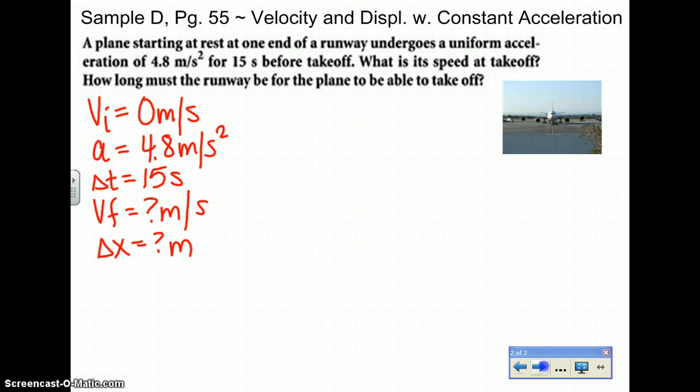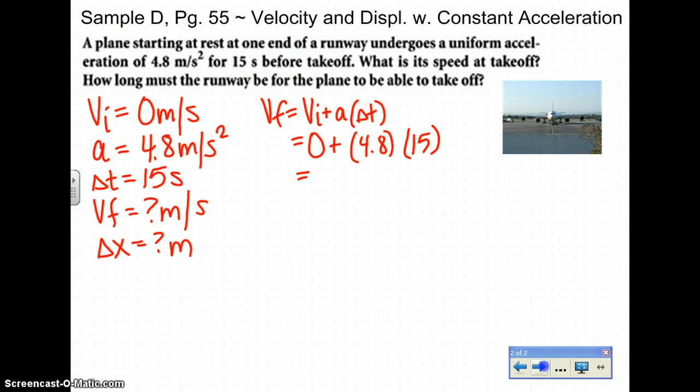Okay, let's solve for the first one here. How fast? So that would be a final velocity. Look at your final velocity equation here. For your final velocity equation, we only have acceleration and time that we can really work with, but you do know one that has initial velocity in there. VI plus A times delta T. It doesn't need rearranged because the variable you're trying to solve for is already isolated. So 0 plus 4.8 times 15. Please put that in your calculators at this time, guys. 4.8 times 15.